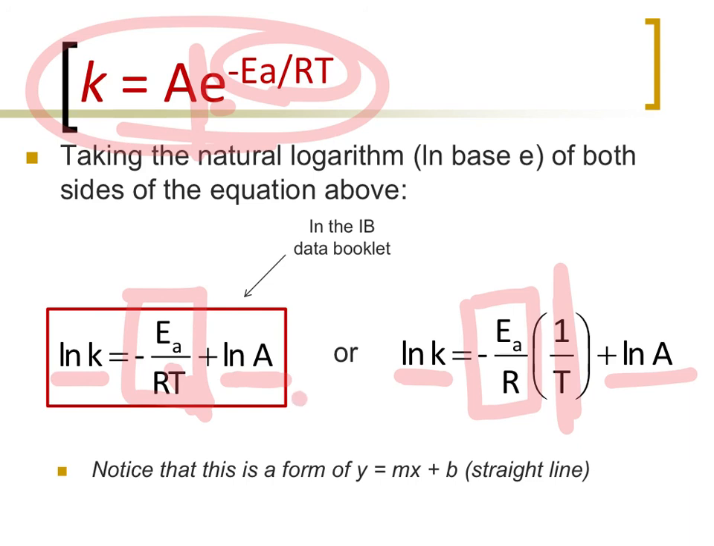All I've really done here to go from the left to the right is pull out the 1 over T, keeping in mind that the T is in the bottom. What I'm trying to get towards is identifying something I can graph in the form of y equals mx plus b.